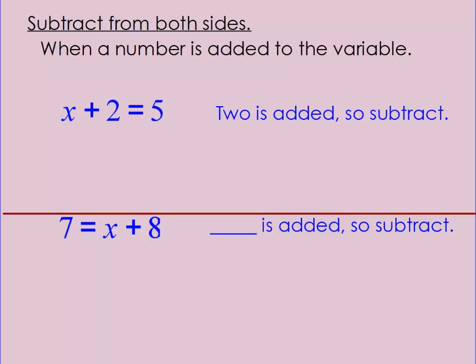Now, let's look at this. There are 4 different ways to solve one-step equations. The first way is subtracting from both sides. You do this when a number is added to the variable. Added, so you're looking for a plus. So you're looking on the side that actually has the variable.